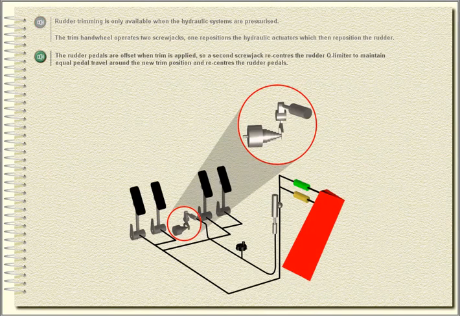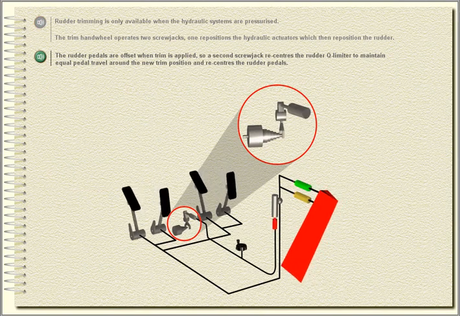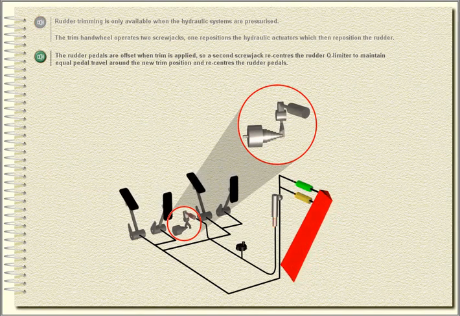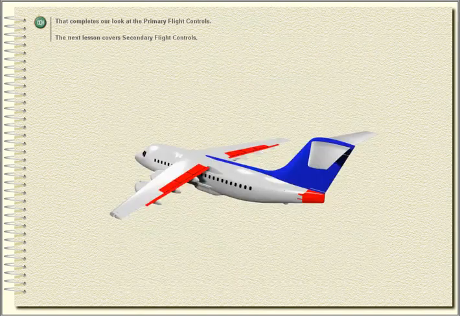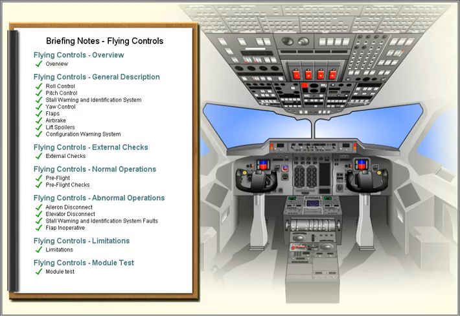The rudder pedals are offset when trim is applied, so a second screw jack recenters the rudder Q limiter to maintain equal pedal travel around the new trim position and recenters the rudder pedals. That completes our look at the primary flight controls. The next lesson covers secondary flight controls.